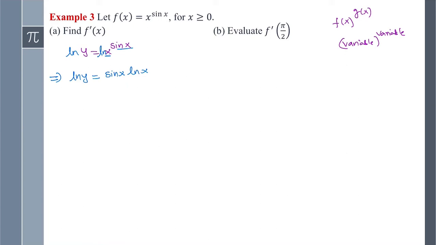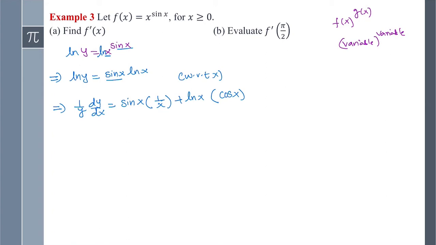Now we are going to do implicit differentiation here. Differentiating this equation implicitly with respect to x, we get the derivative of natural log of y with respect to x. So we are differentiating with respect to x, okay? So this becomes 1 over y dy over dx equals, now we have to use the product rule here. The product rule is first function times derivative of second plus second function times derivative of first. So the first function is sine x, times the derivative of second, which is 1 over x, plus second function times the derivative of first, which is cosine x.